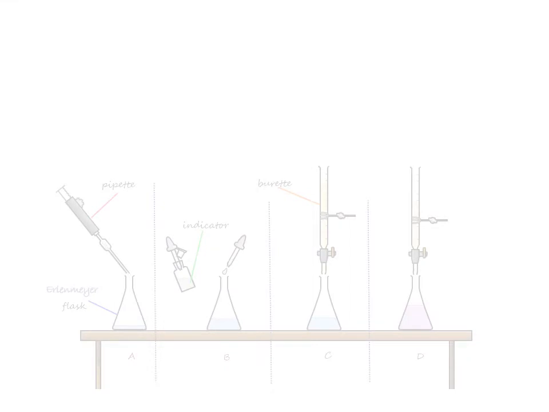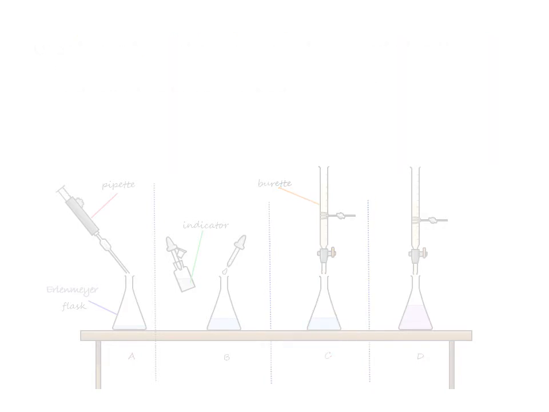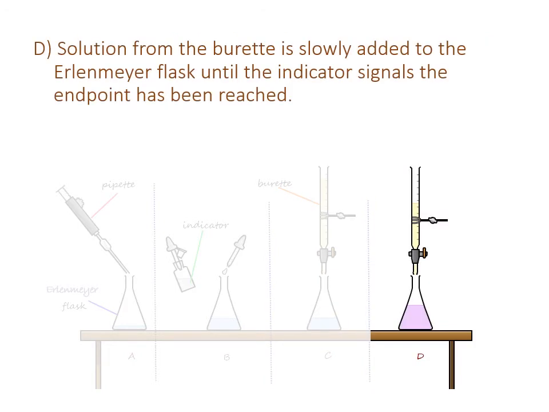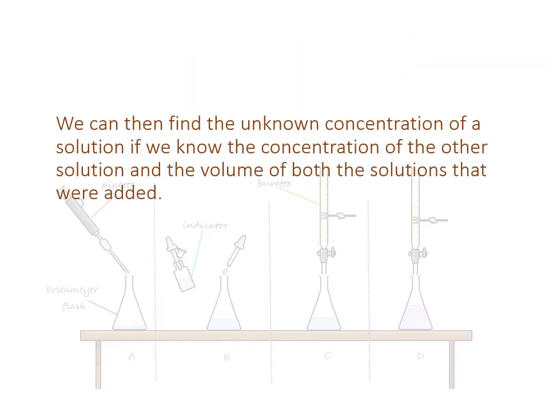After the indicator has been added, a burette is filled with a solution that will react with the solution that was placed in the Erlenmeyer flask. Solution from the burette is then slowly added to the Erlenmeyer flask until the indicator signals the endpoint has been reached. We can now find the unknown concentration of a solution if we know the concentration of the other solution and the volume of both solutions that were added.